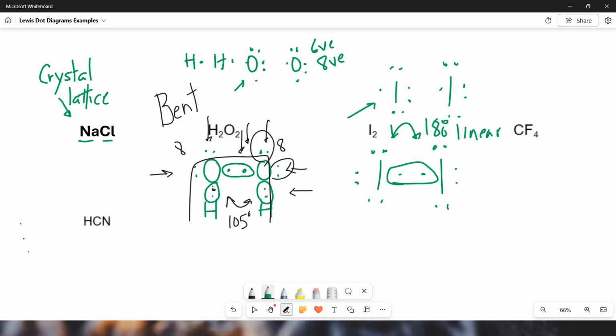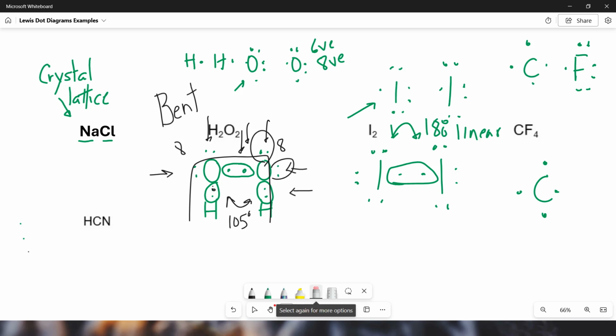And they all have 8 valence electrons if we count what they're sharing. Let's look at the next one. We have carbon, which has 4 valence electrons, and we have 4 fluorines that have 7. So we're going to put carbon in the center with the most single bonding sites.